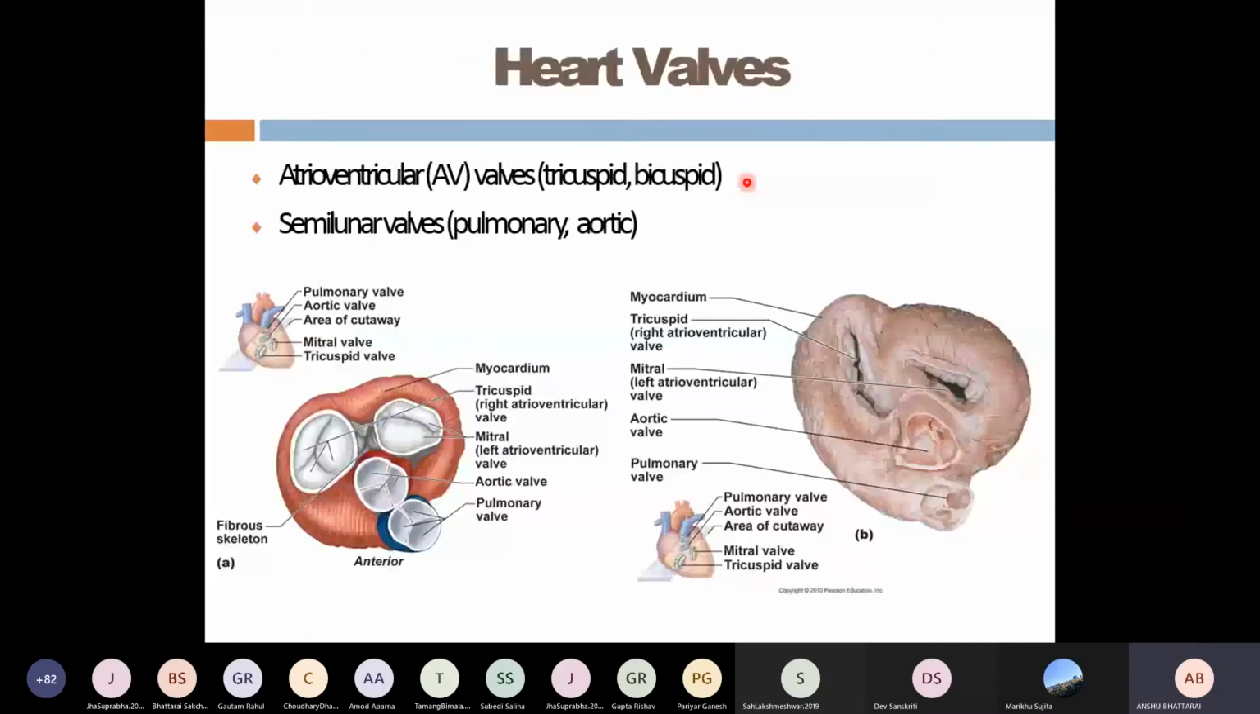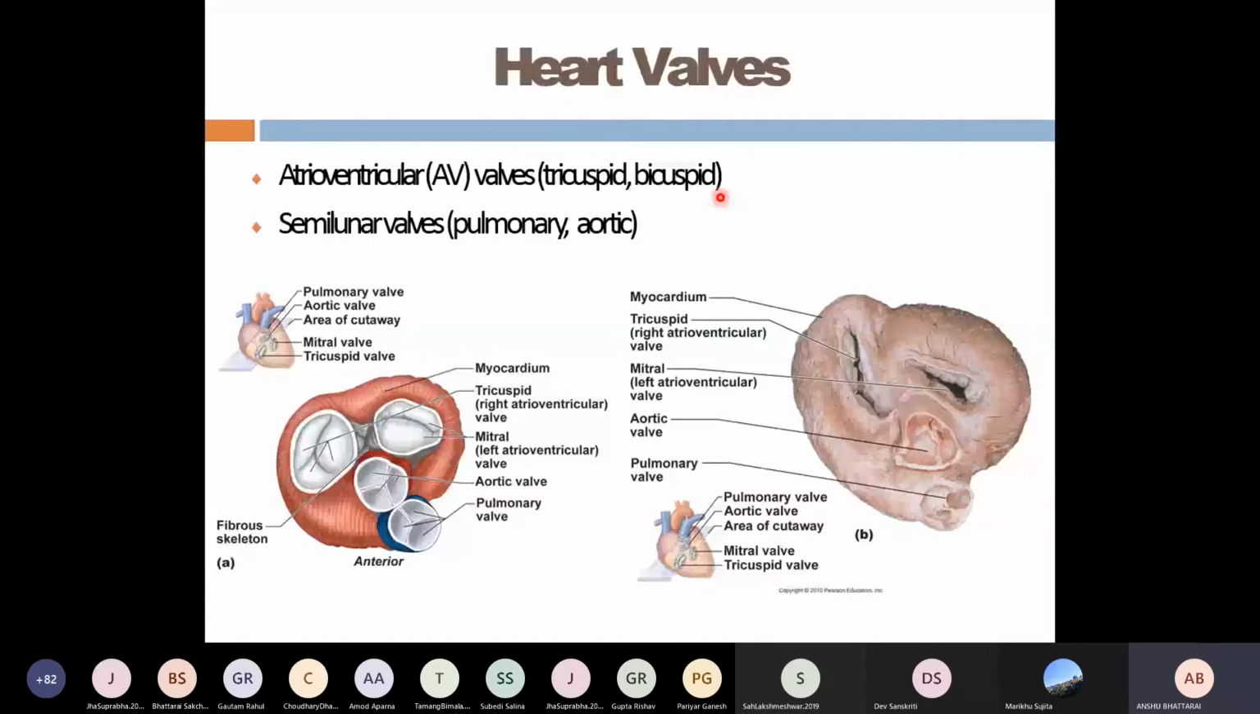So now let us talk about the heart valves. Like I mentioned, there are two atrioventricular valves, tricuspid and bicuspid. The tricuspid valve is present between the right atrium and the right ventricle, whereas the bicuspid or mitral valve is present between the left atrium and left ventricle. Then there are two semilunar valves.